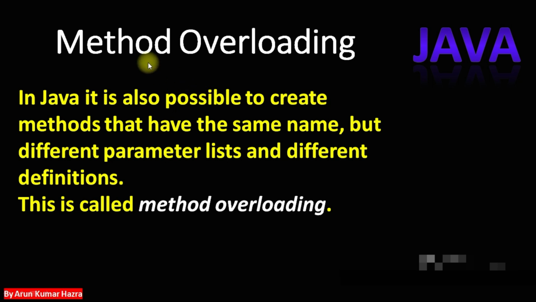So first, understand what is method overloading. In Java it is possible to create methods that have the same name but different parameter lists and different definitions, which is called method overloading. So let's check in Eclipse, then you can understand better.